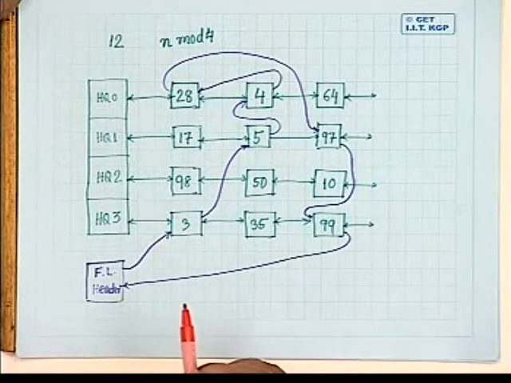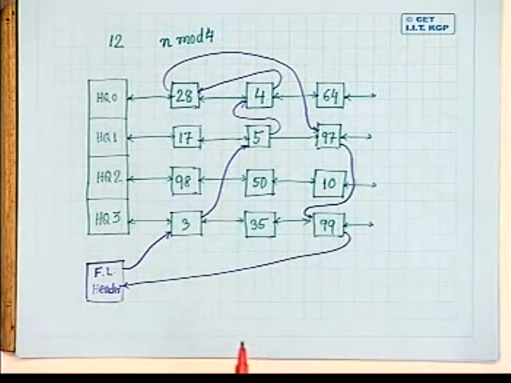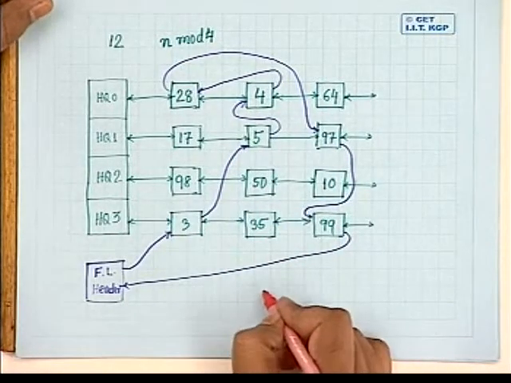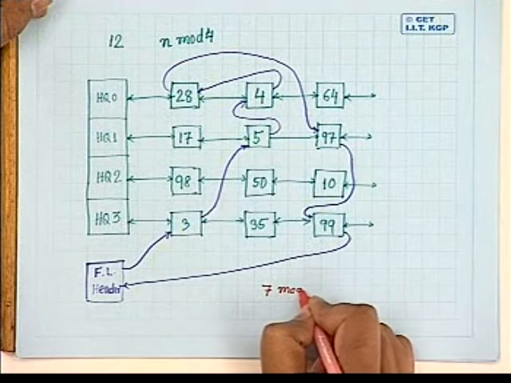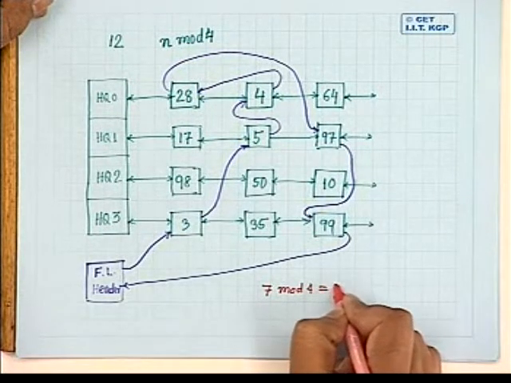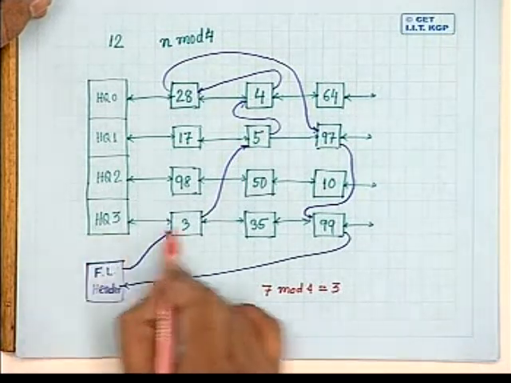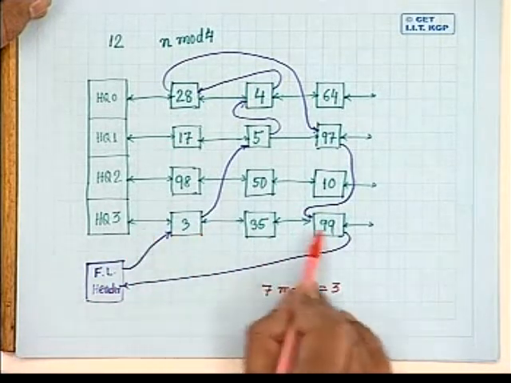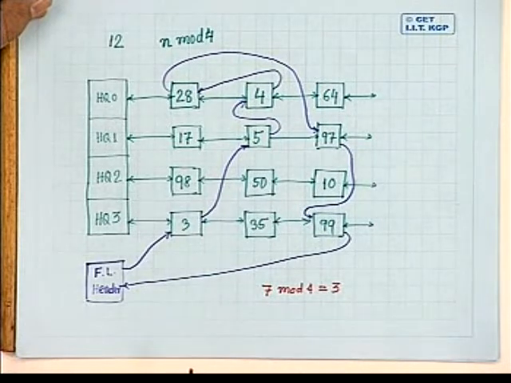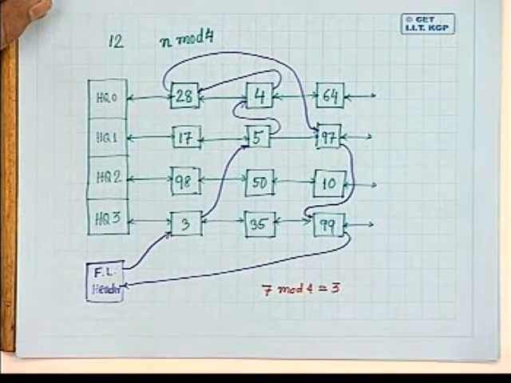Now suppose a process puts a request for any block which is not present in this diagram, say block number 7. Whenever a process puts a request for block number 7, immediately you compute 7 mod 4, which gives you a value 3. That means block number 7, if it is present in the buffer, should reside in hash queue 3. So the kernel has to check this hash queue 3. Here it finds that block number 7 is not present. That means now the kernel has to make one free buffer available to the process where this block number 7 can be brought in.